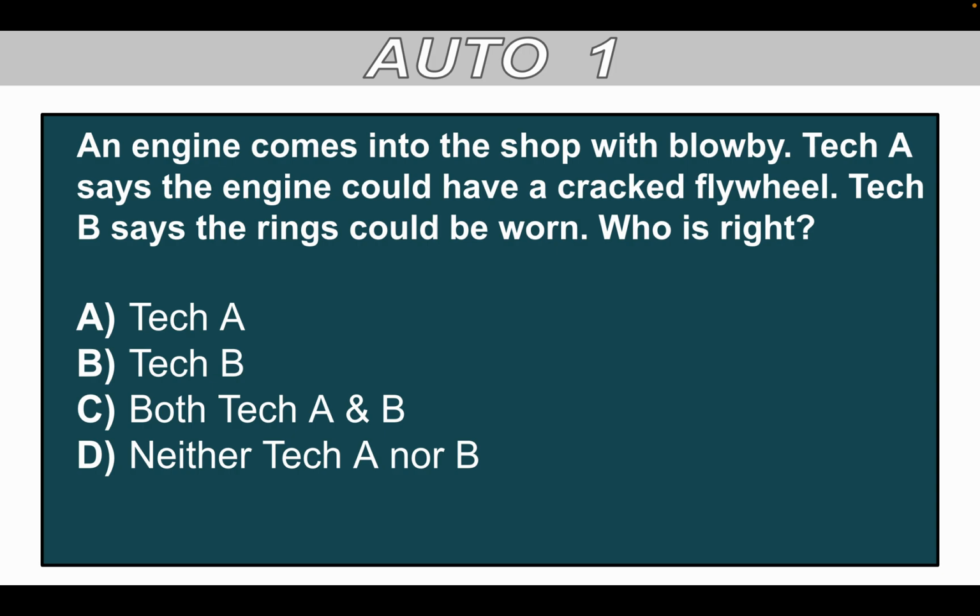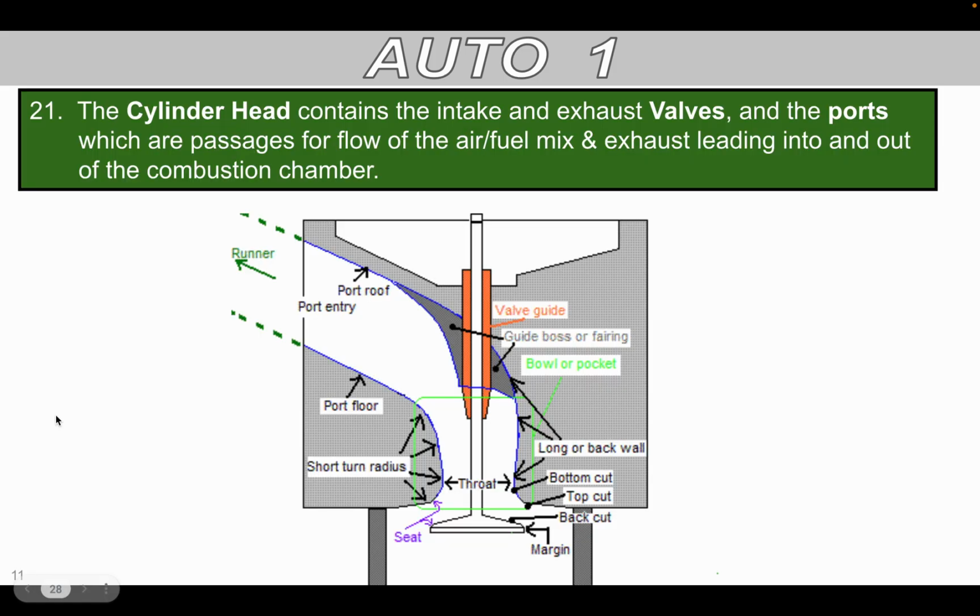Now, Tech A says the engine could have a cracked flywheel. What's the flywheel? Where's that located at? That's located on the crankshaft on the outside of the engine. Does the flywheel impact air-fuel gases from escaping the combustion chamber? Nope. Okay, so that's what makes it false. What does prevent blow-by? The two rings on the piston, the two top rings on the piston. So that's why Tech B is correct. Boom. Okay, hopefully that made sense. Let's go ahead and move on.